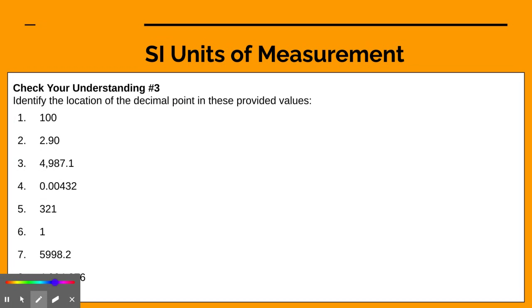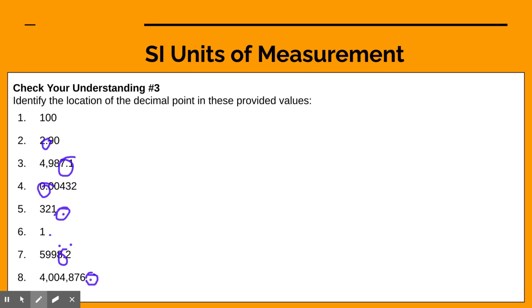Okay, for number 2, it's pretty clear. It's between the 2 and the 9. There's our decimal. Number 3, it's between the 7 and the 1. Again, almost kind of silly how easy this is. For number 4, it's going to be between these 2 zeros. For number 5, it's at the end of our 321. For number 6, it's going to be right after the 1. For number 7, it's between the 8 and the 2. And for number 8, it's all the way over here after the 6 in 4,004,876.